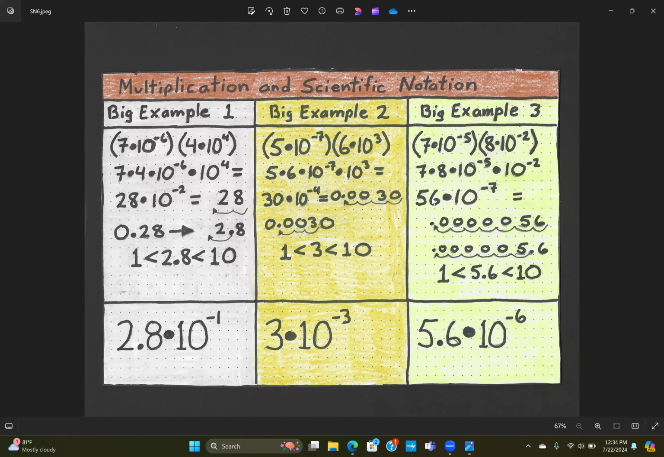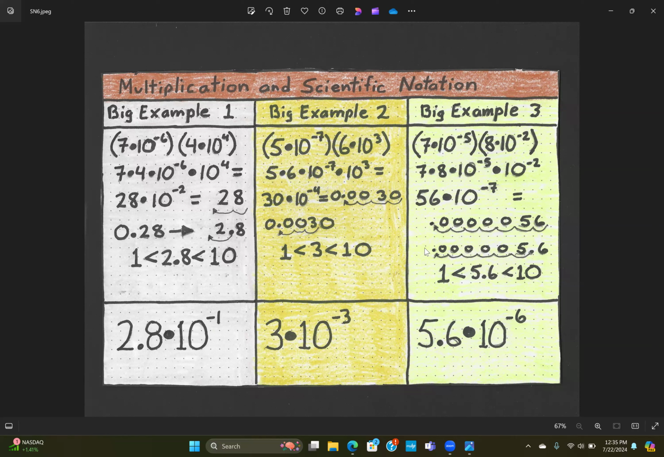In big example 3, we have the quantity of 7 times 10 raised to the negative fifth power times the quantity of 8 times 10 raised to the negative second power. Let's go ahead and multiply 7 and 8 together, which will give us 56. And we can combine the exponents here. So now we have 10 raised to the negative seventh power. And so when we do that, we have this situation right here. 1, 2, 3, 4, 5, 6, 7.